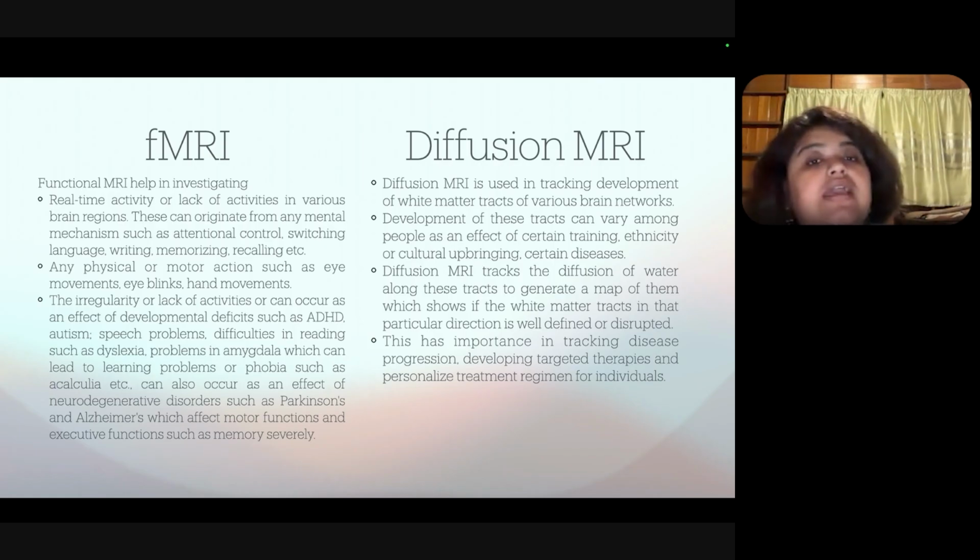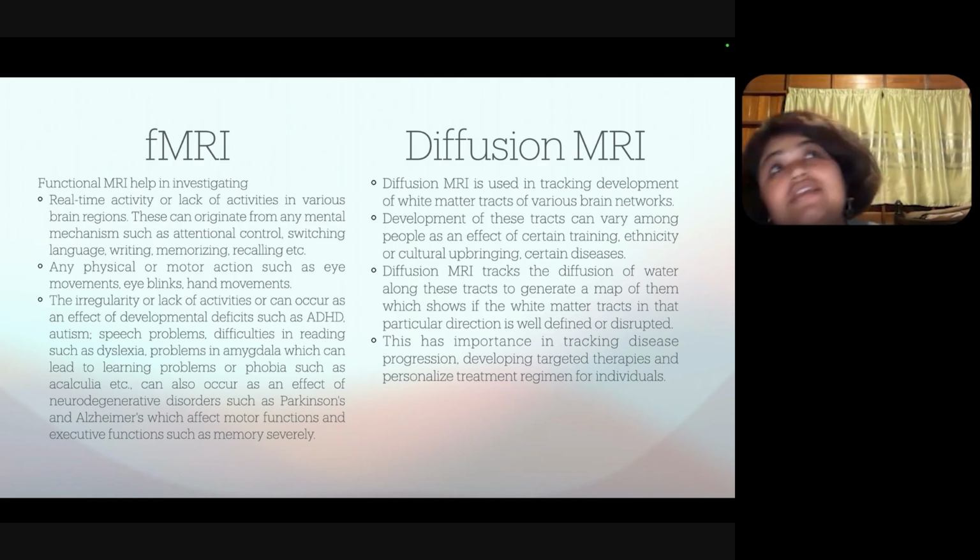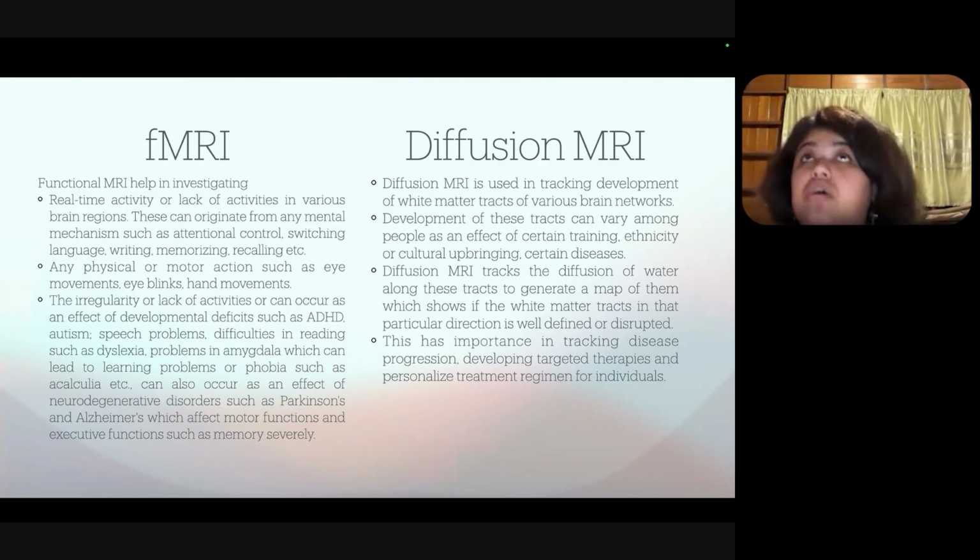So functional MRI can help us understand our behavior, as in which region of our brain is associated with a particular behavior. You can actually study a new behavior and find out the new regions that are associated with it, but also it can help us see what kind of irregularities or lack of activities are happening in people who are suffering from developmental disorders, who are suffering from various neurological disorders. So that is why functional MRI is very advantageous in these cases.